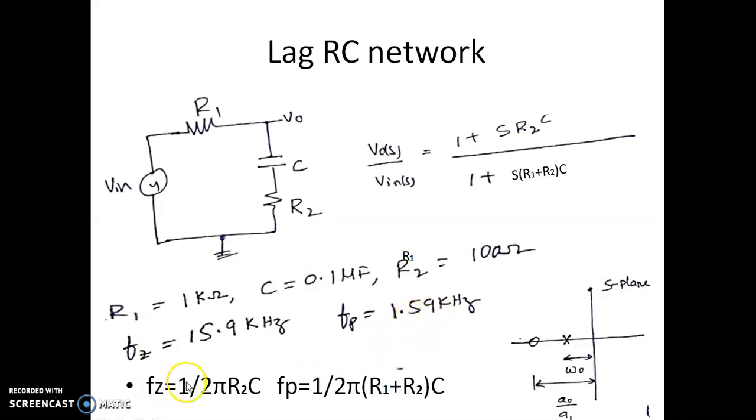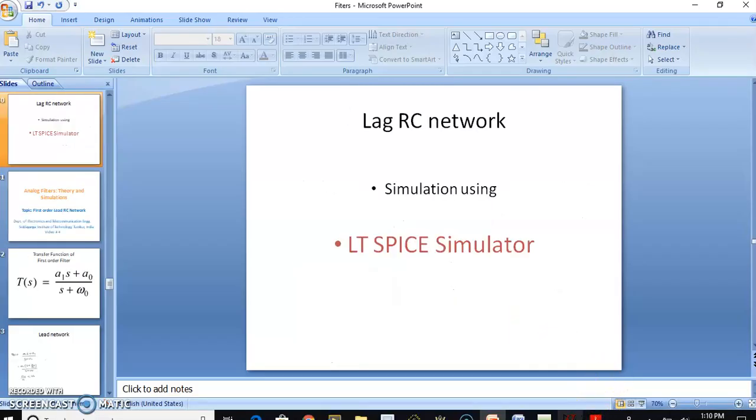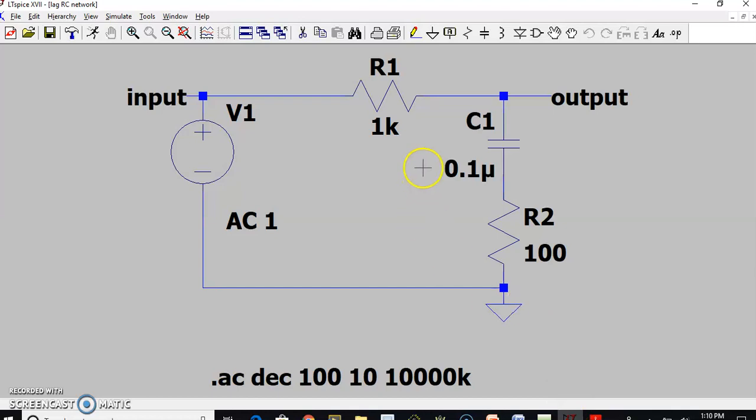If you can see, this is the expression for zero position and the pole position, which is exactly represented in this S-plane pole zero plot. So let us see the demonstration of the same circuit in LTspice. So let us take the LTspice circuit. Okay, this is the circuit we are looking at as a lag network.